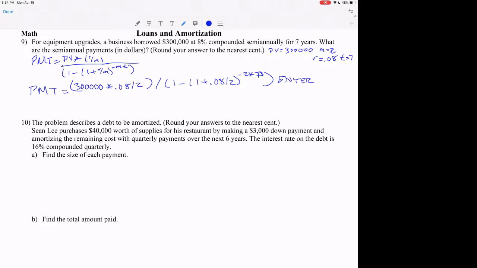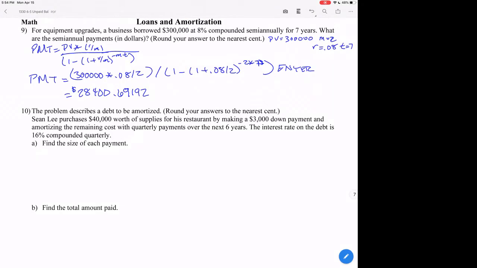Now, if you're using a TI-83, then your calculator will handle it just like it is there. And what you come up with is your payment. Remember, it'll look like a big number, but you're really only doing this twice a year. And that should be your twice a year payment. Okay?